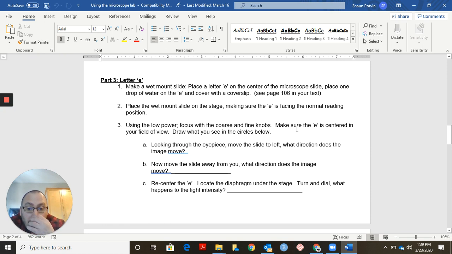And then down here, I'm actually going to help you out and tell you exactly what happened. I did put a YouTube video. That YouTube video I was talking about will help you also with part 3 with the letter E. However, I'm going to tell you what the exact results were here. Looking through the eyepiece, it says move the slide to the left. What direction does the image move? The answer was to the right. For B, move the slide away from you. What direction does the image move? The answer would have been towards you.